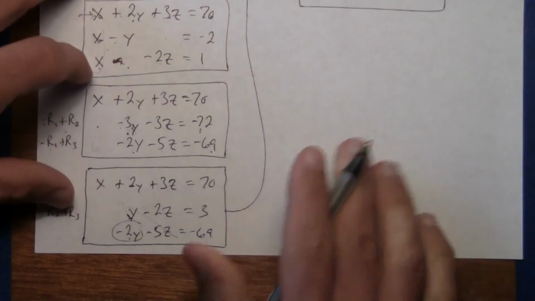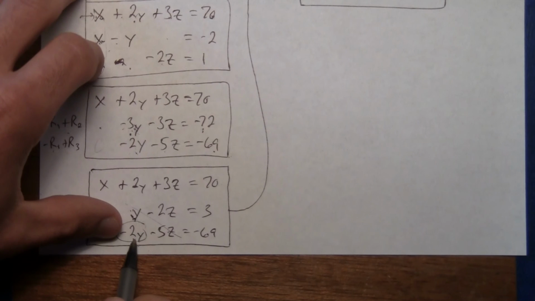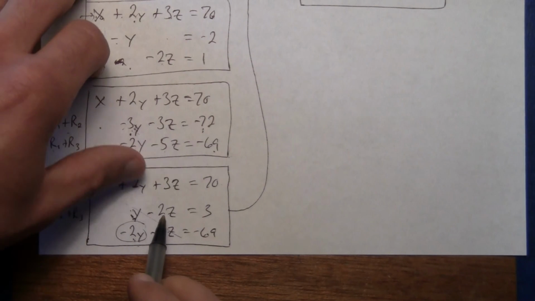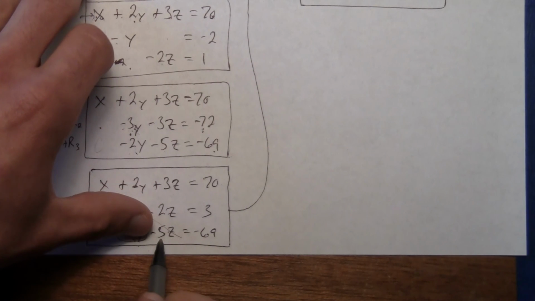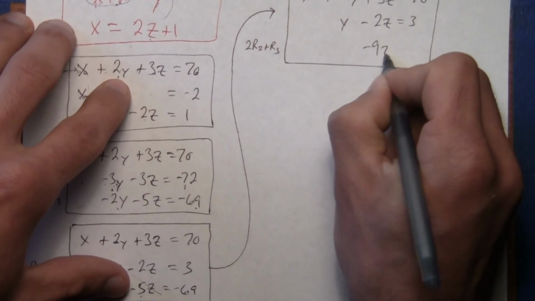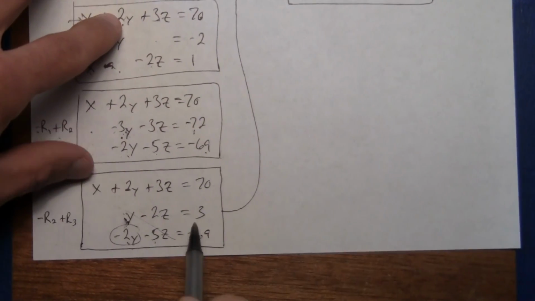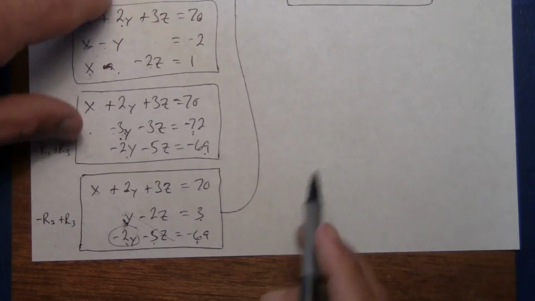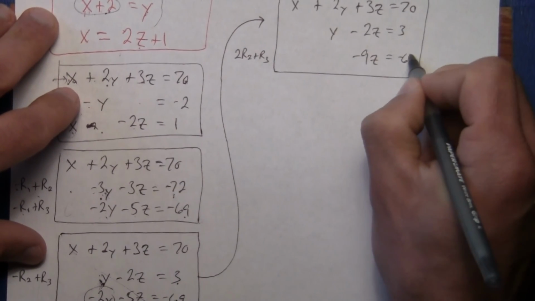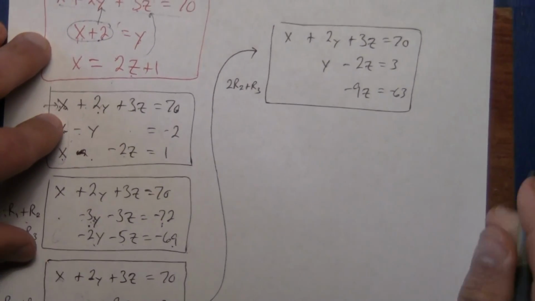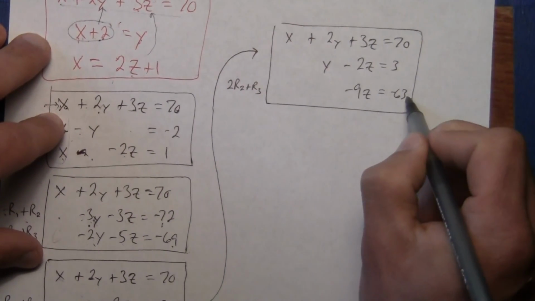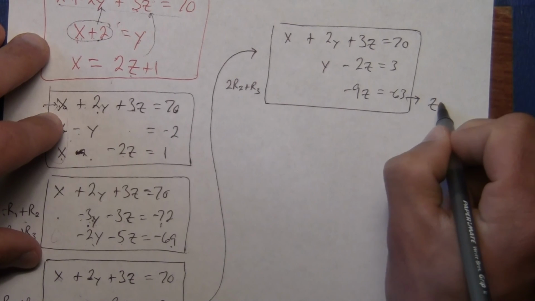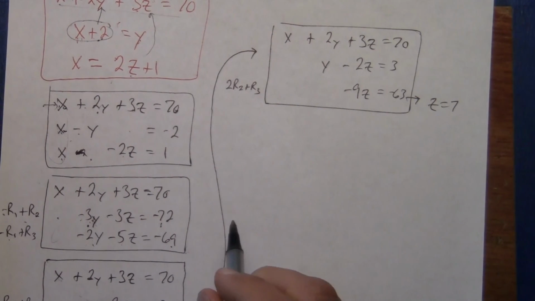So looking at this is going to give me positive 2 minus 2, or 0. It's going to give me negative 4 minus 5, or negative 9z. And then multiplying by positive 2 would give me 6 minus 69, or negative 63. And then instead of writing another step, I can go ahead and just divide that by negative 9 and say z is equal to 7. And then you can start back substituting and solving.